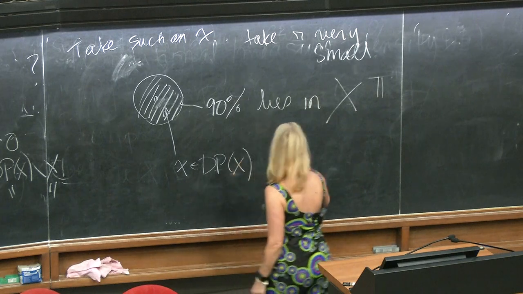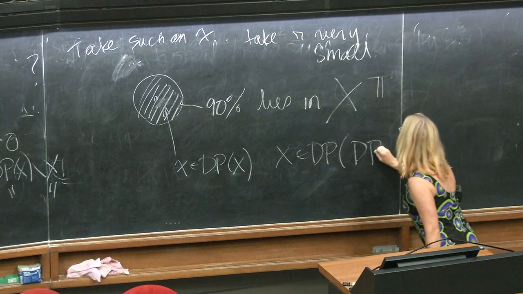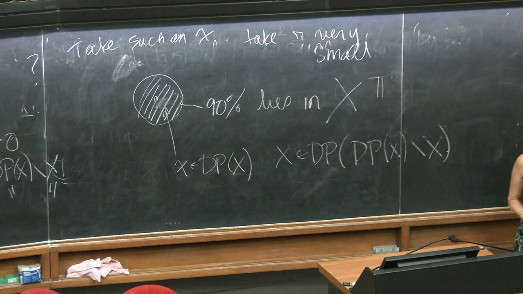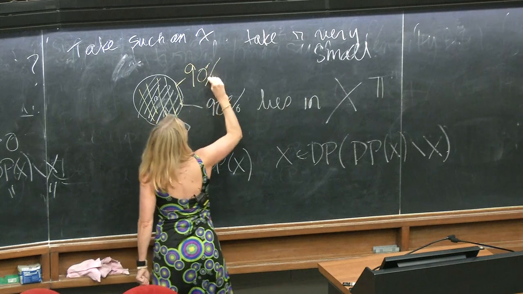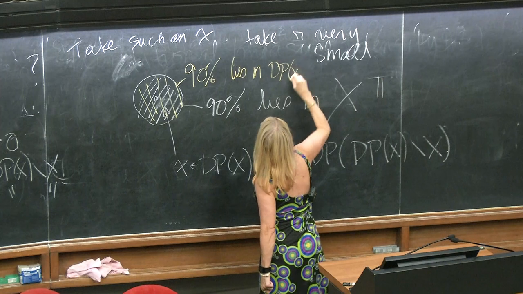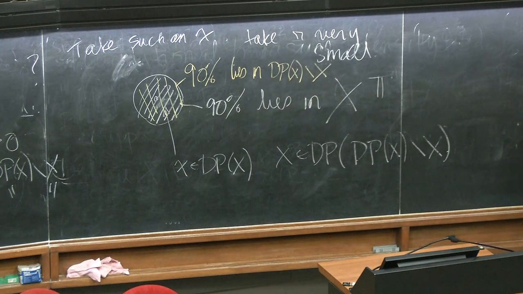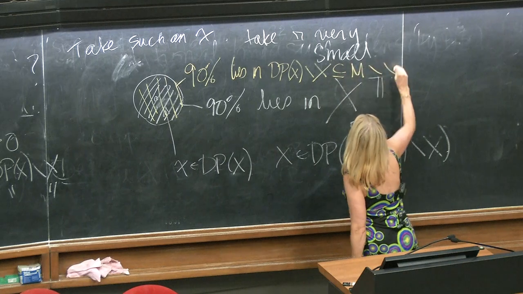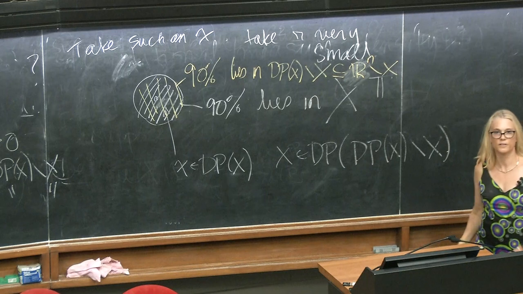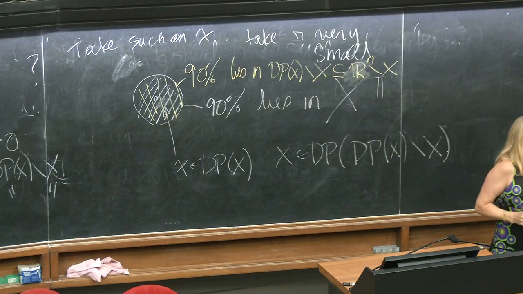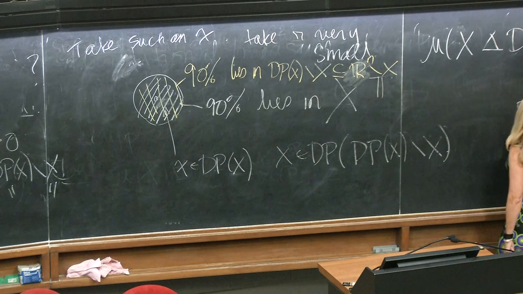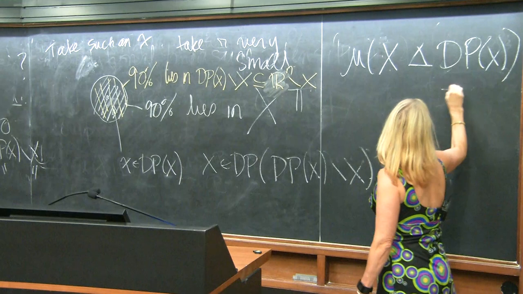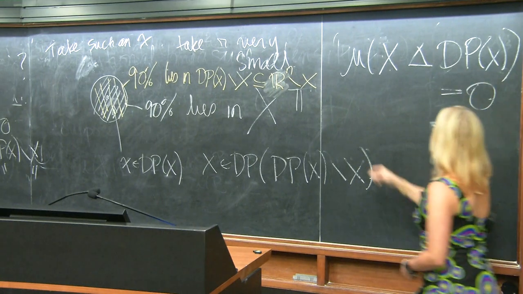But on the other hand, since x is a density point of dP(X) minus X, that means that 90%, if r is small enough, lies in dP(X) minus X. In particular, it lies in the complement of X. Contradiction. This is contained in R^n minus X. Contradiction. Okay? So that's an important picture to keep in mind. So if I take a set and its density points, the symmetric difference between X and the set of density points has measure zero. Okay? That's a key property.